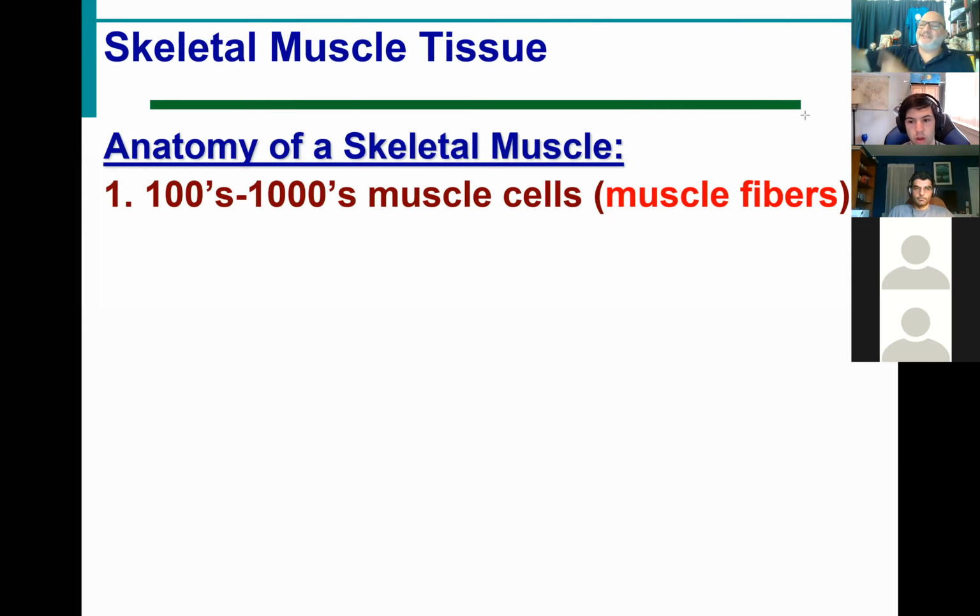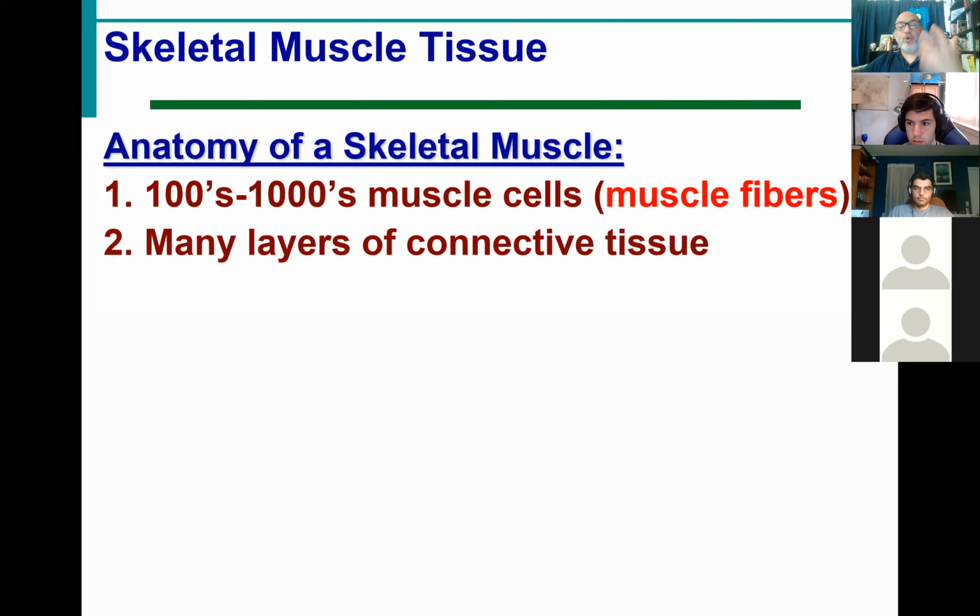But obviously, to make a muscle like the biceps brachii, we can't just have thousands of muscle cells that you throw together in a bucket and call it done. They are going to need to be arranged and organized. And we arrange them and organize them by many layers of connective tissue.